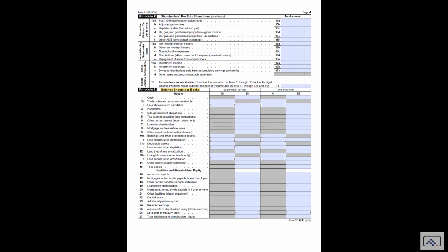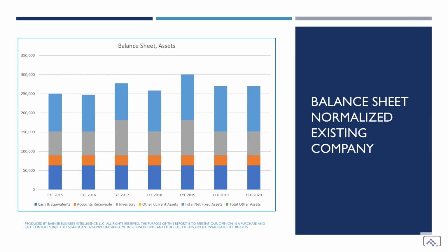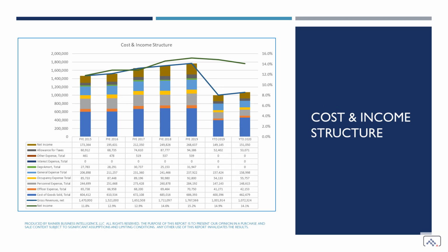The balance sheet shows the source and use of capital used to generate revenue and income in each period. We'll focus on assets since the source of capital will change in the acquisition context. We'll summarize the income statement in a cost and income graph to show the operations of the firm throughout each fiscal period.